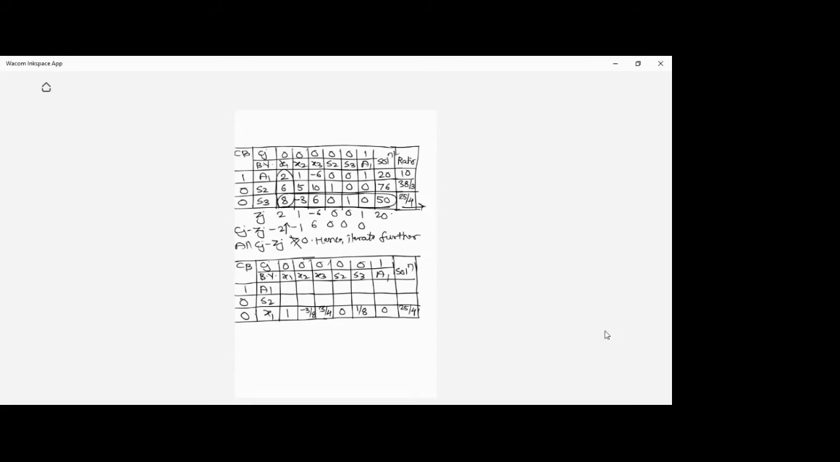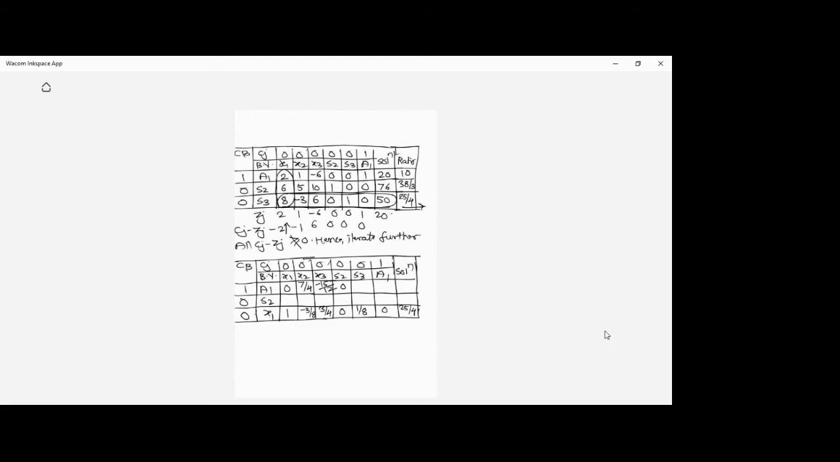Similarly, for the A1 row, we can write it. So it is 2 minus 2 into 8 divided by 8. So 2 minus 2 will be equal to 0. Similarly, for the next one, it will be 1 minus 2 into minus 3 divided by 8, and the value comes out to be 7 by 4. Next, the new value can be given as minus 6 into 2 divided by 8, and that value comes out to be minus 15 by 12. Next, it is 0 minus 0 into 2 divided by 8, so it will be 0 only.